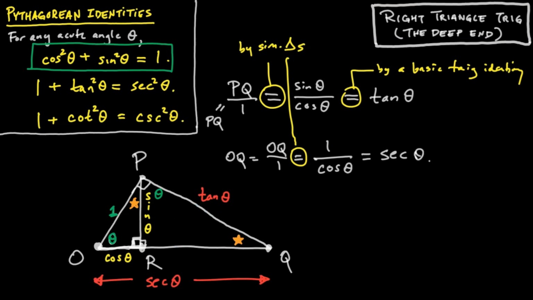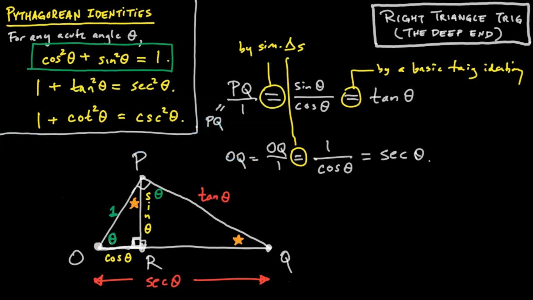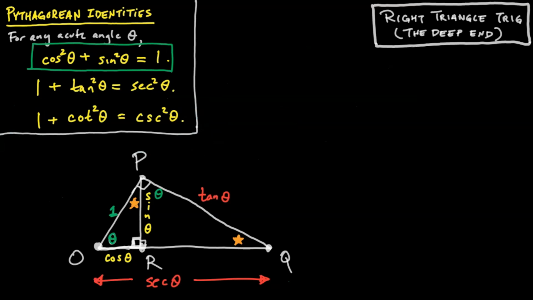But it is in fact possible to see this third version of the Pythagorean identity if we extend this picture a little bit more. So just for fun, let's do that. What I want to do is take this side PQ and extend it. And now from vertex O, I'm going to draw a line perpendicular to OQ. And now I have this new point where they intersect. Let's call it S, and a new triangle, OSP, which of course is a right triangle.